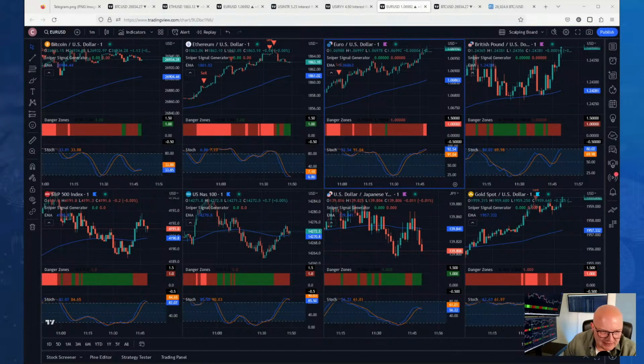Good. 10 more minutes. Euro dollar showing some action here also again. So maybe we have another trade setup coming there.